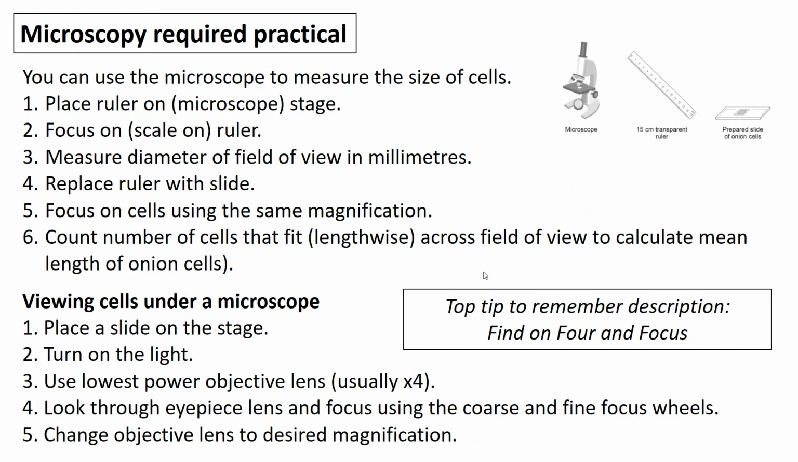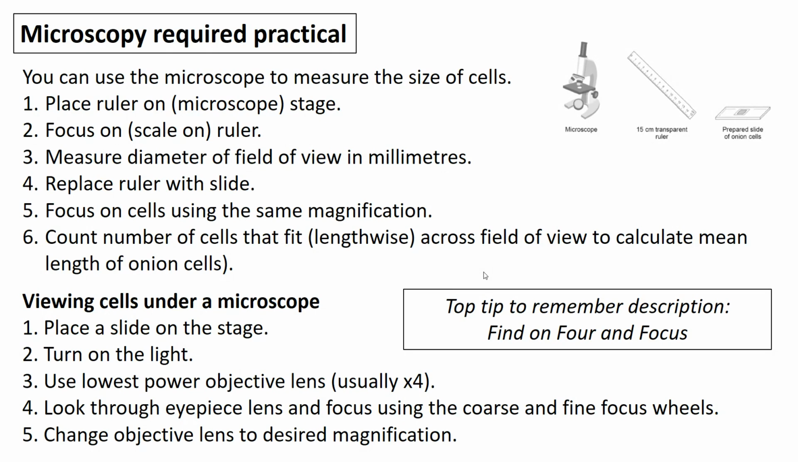However, for some descriptions, you might just be asked how do you view something under a microscope? And in that case, you have to talk about placing the slide on the stage, turning on the light so the light passes through the specimen and through into the eyepiece lens so you can see it. You use the lowest power objective lens initially to find the bit that you're looking for, and that's usually a ×4 magnification lens. And you look through the eyepiece lens and focus on your specimen, and then you turn the objective lens to a higher magnification depending on which magnification you want to use to look at your cells.